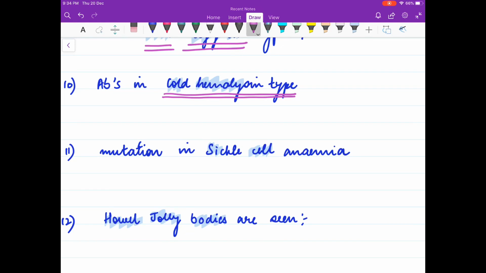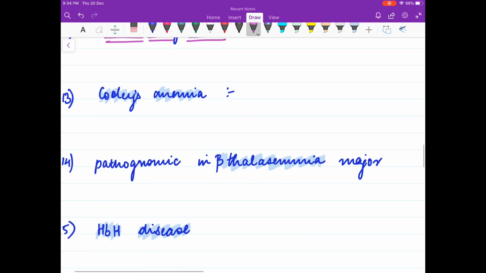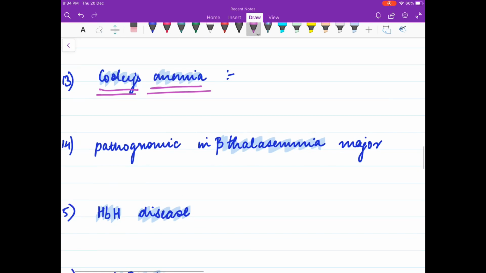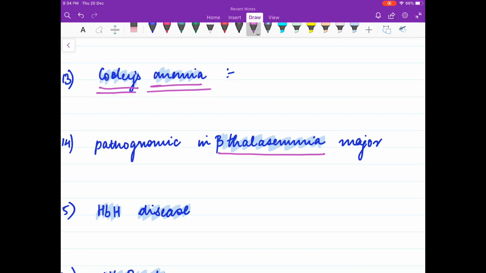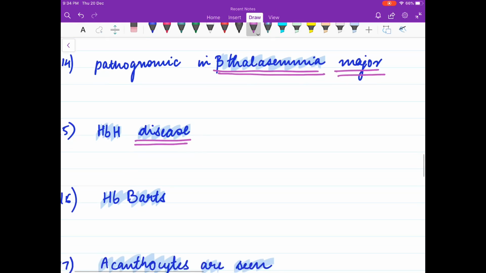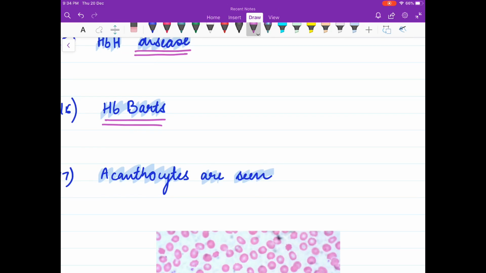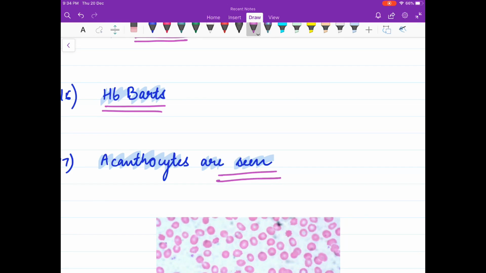You will think the answer in your mind. Sickle cell anemia mutation is? Howell-Jolly bodies are seen in? Cooley's anemia is another name for? Pathognomonic in beta thalassemia major is? HbH disease is? Hb Barts is? Acanthocytes are seen in?